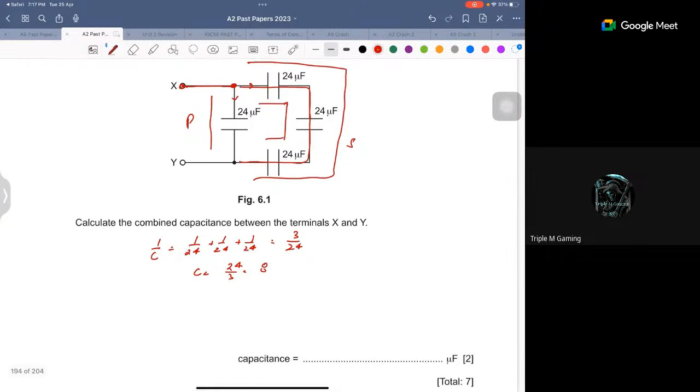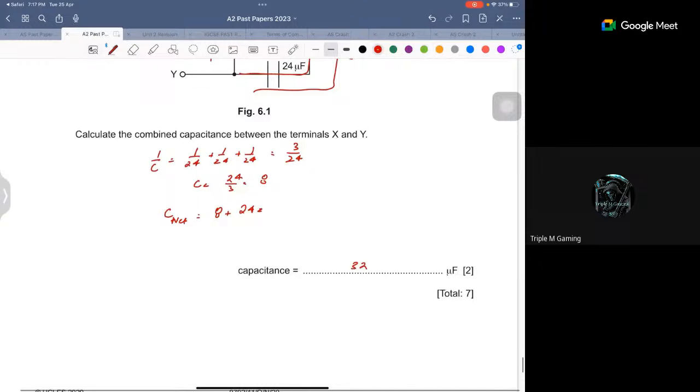And then you can add them. So the total capacitance would be 8, and in parallel you just simply add them. So it's going to be 32. All right, is it clear? And that's it. This was easy.